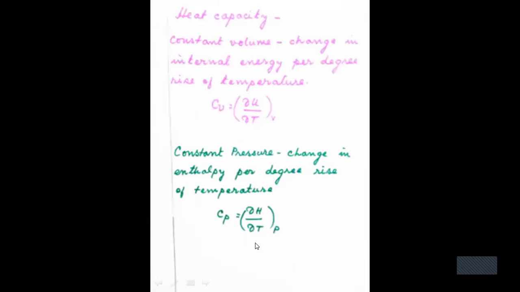So in general, I can say heat capacity, when it is done at a constant volume for the gas, is the change in internal energy per degree rise of temperature. That is Cv is equal to dou U by dou T at a constant volume. When the same thing is done at a constant pressure, the heat capacity is the change in enthalpy per degree rise of temperature. Cp is equal to dou H by dou T at a constant pressure.